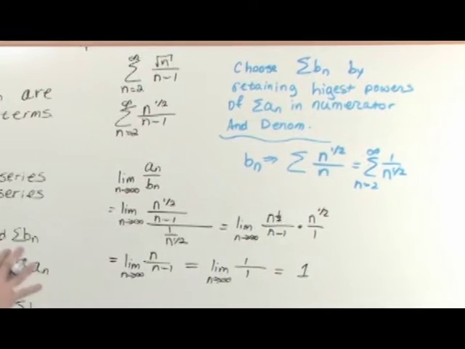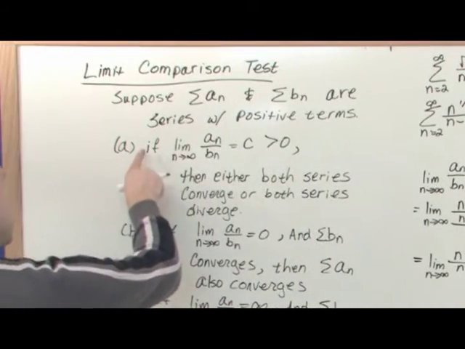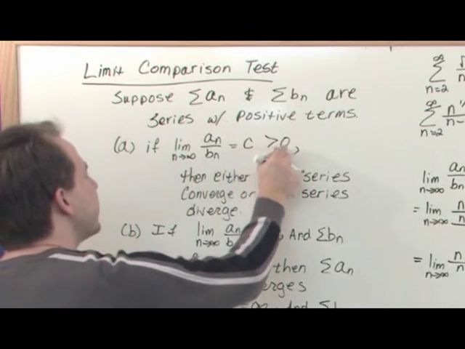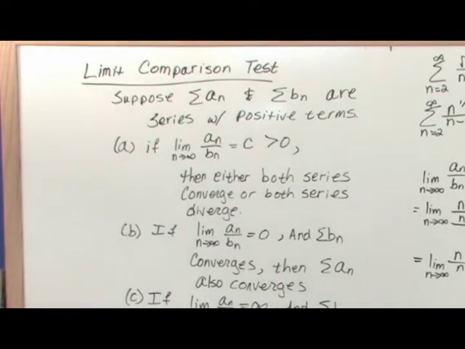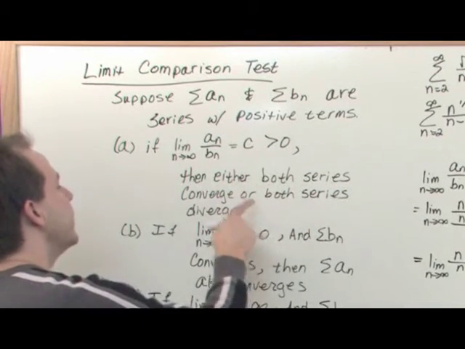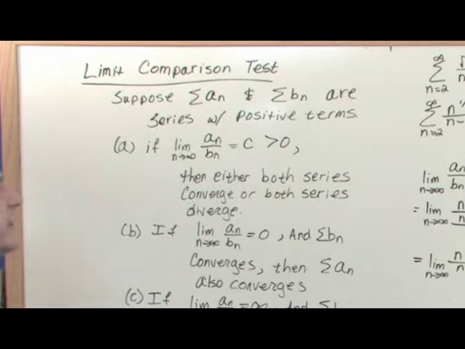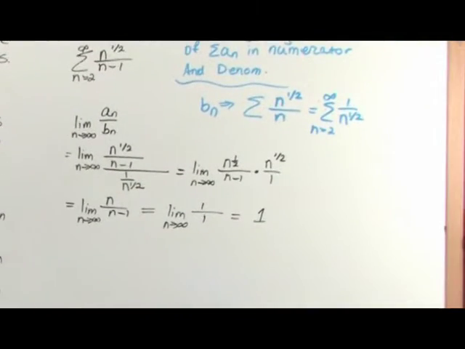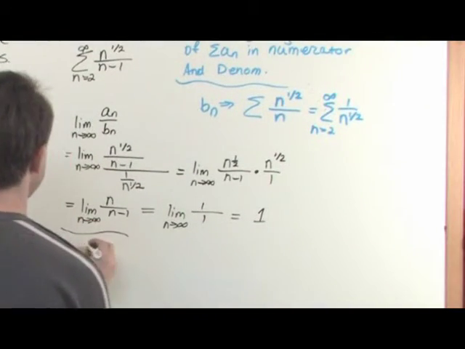So let's back up here. We're in case A. If the limit as n approaches infinity of the ratio is equal to a number greater than 0, which is exactly what we found there, then either both of these things converge, a sub n, b sub n, or they both diverge. So then now what we need to do is go figure out if we can find out if b sub n diverges or not. Okay, so what does b sub n do?